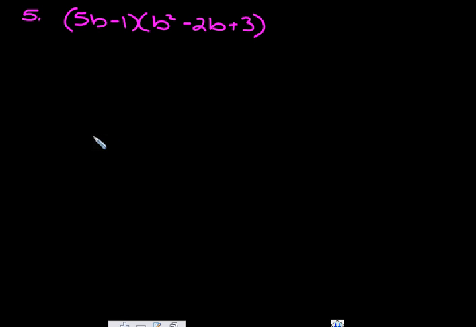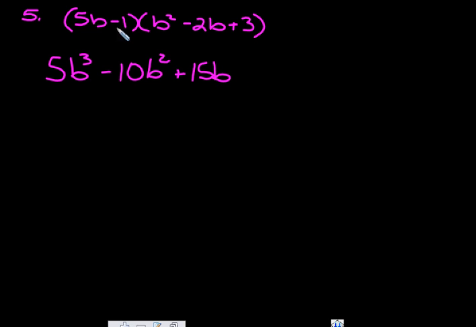And this is a binomial times a trinomial. And in this problem, we're just simply going to distribute the 5b all the way down the line, and then we're going to do the same with the negative 1. So starting with 5b times b squared, we get 5b cubed. 5b times negative 2b is minus 10b squared. And 5b times 3 is plus 15b.